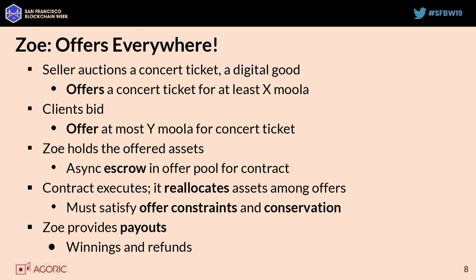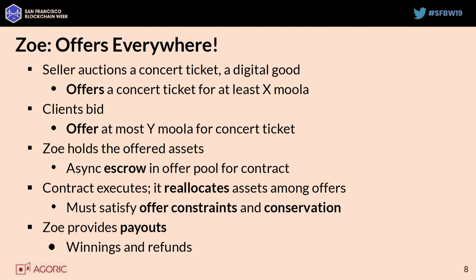At the top, let's say a seller wants to sell a digital concert ticket in an auction. So it's not that they're somehow embedded in the auction. They're a participant where they're the seller. So they create an offer, which is, hey, I've got a concert ticket, and I want at least X moolah for it, right? So that's a reserve price, if you will. The client, the bidders, of which there may be multiple, those bidders offer at most Y moolah for that concert ticket. And now it's up to the smart contract to figure out, of the many bidders, which one gets it.